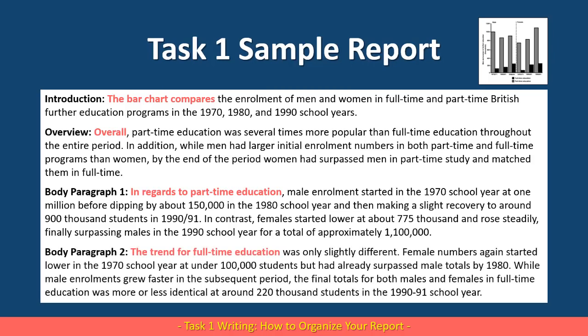And body paragraph 2. The trend for full-time education was only slightly different. Female numbers again started lower in the 1970 school year at under 100,000 students, but had already surpassed male totals by 1980. While male enrollments grew faster in the subsequent period, the final totals for both males and females in full-time education was more or less identical at around 220,000 students in the 1990-91 school year. And so you can see the second body paragraph is about full-time education. Okay? So there's a sample report for you.